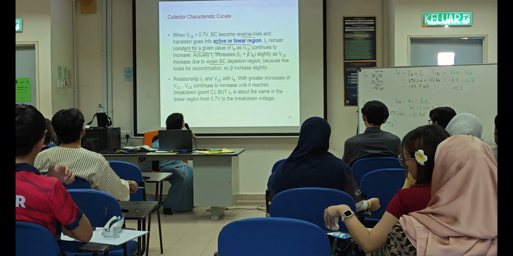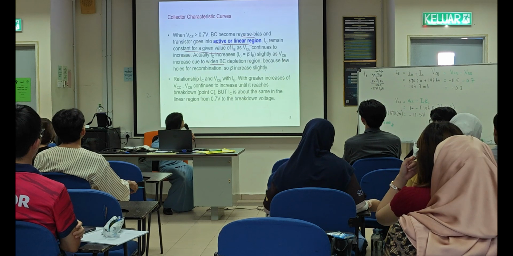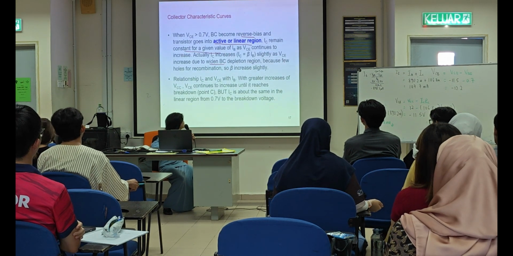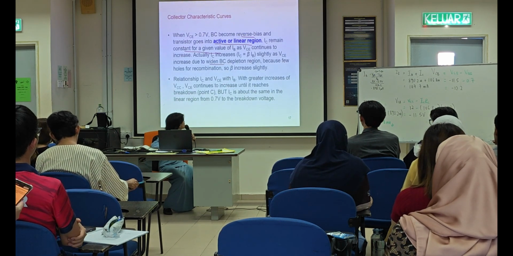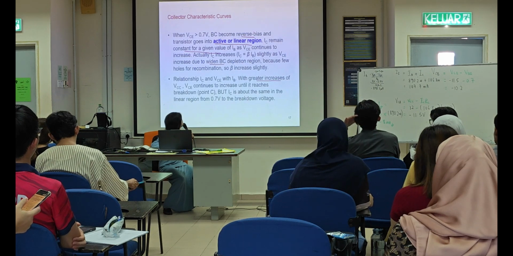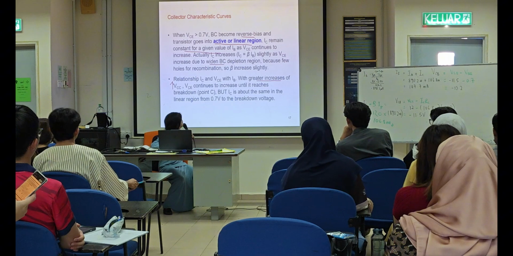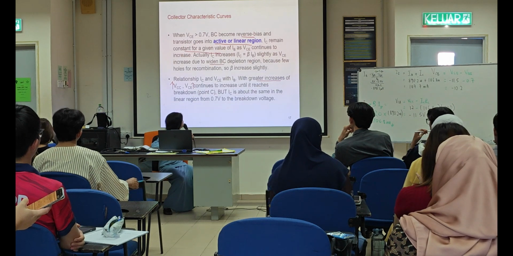Because a few holes are recombined, the beta is increased slightly. So this is the relationship of IC and VCE with IB. The relationship is the greater increase of VCE and VCC. When VCC increases, VCE will continue to increase. This one also will increase until it reaches the breakdown point.